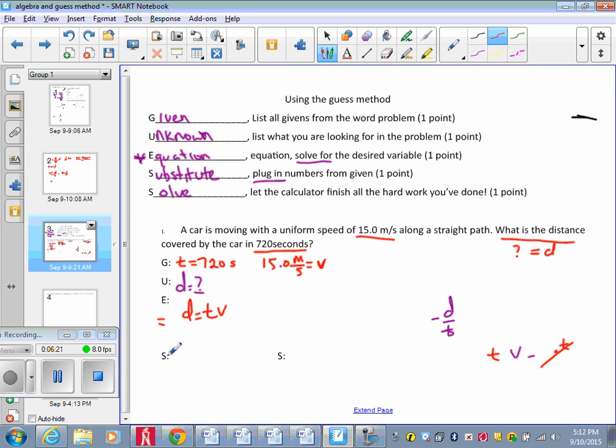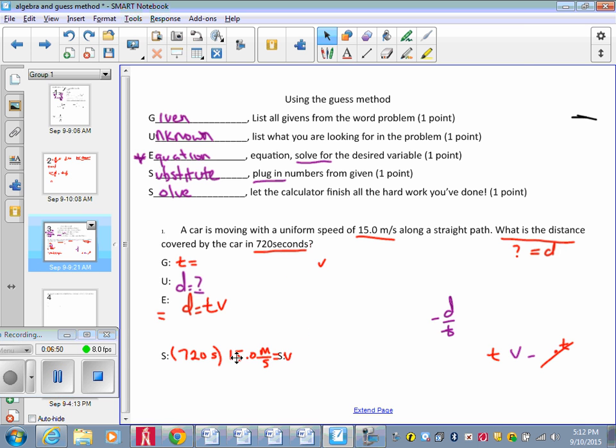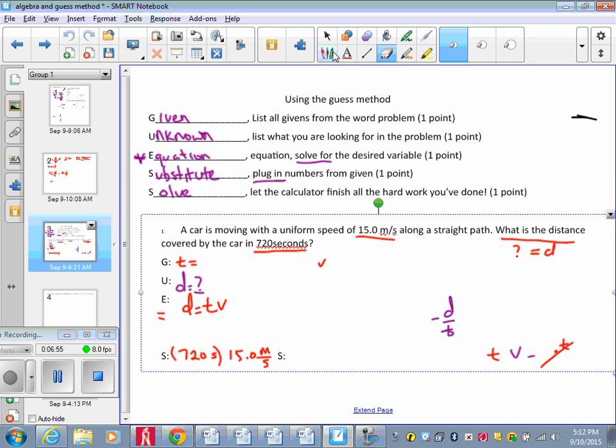Now, for substitute, that means plug in, right? I have to plug it in the exact same format that it's in right now. If I have t times v, my numbers need to also be multiplying. So I'm going to just take from my givens. For time, I put 720 seconds. Boom, like that. It's multiplying, so let's put parentheses around it. For my velocity, I'm going to take this velocity right here and just put it next to it. I wrote it in. I plugged it in.